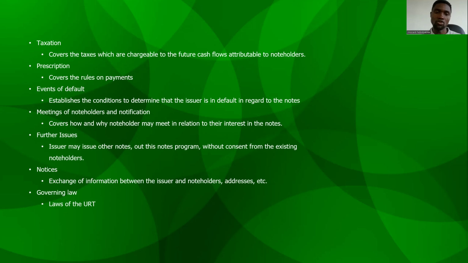And then of course there's the governing law, which is the laws of the United Republic of Tanzania. So this is basically the terms and conditions. You may want to read them yourself for familiarity, but I just did a summary of what is in there.